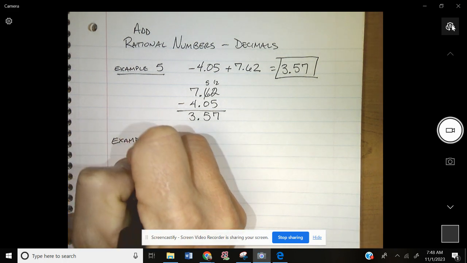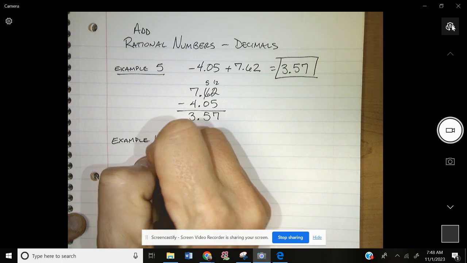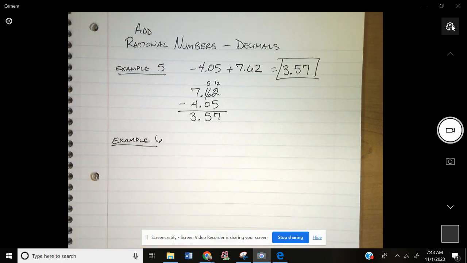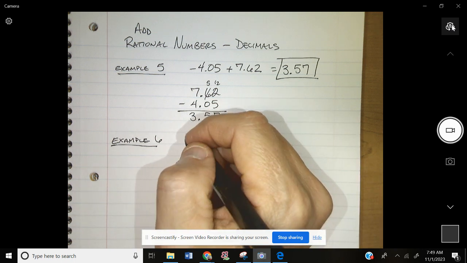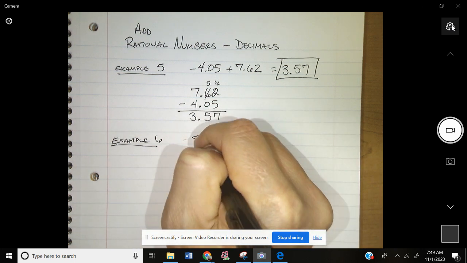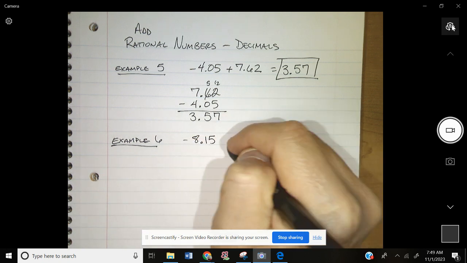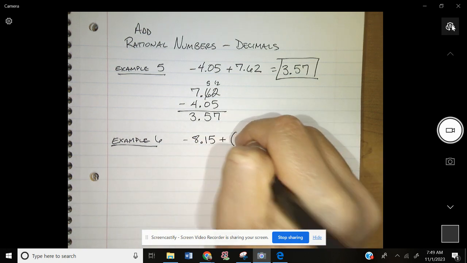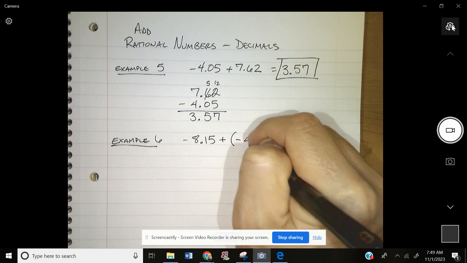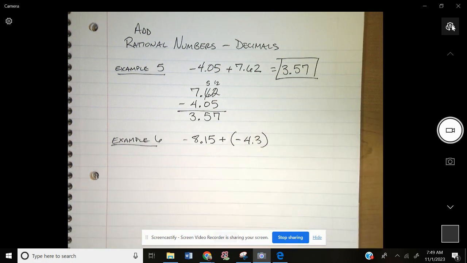Let's do example 6. I am going to use, once again, one of the book's example problems. This time I'm going to say negative 8 and 15 hundredths. And then I'm going to add negative 4 and 3 tenths.